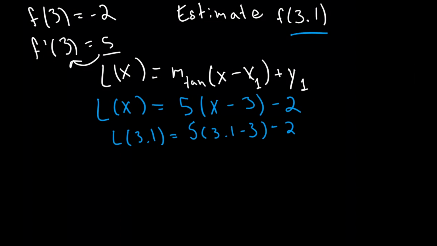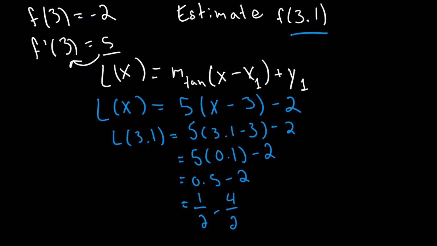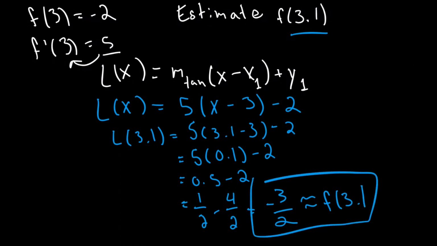Using basic PEMDAS, what's inside is going to be 0.1, and then we multiply this out, which is going to be 0.5, minus 2. If you don't know the decimal, you can always rewrite these as a fraction. So we have 1/2 minus 4 over 2, which is just negative 3 over 2. That is our approximation or estimate of f of 3.1, and that is our answer.